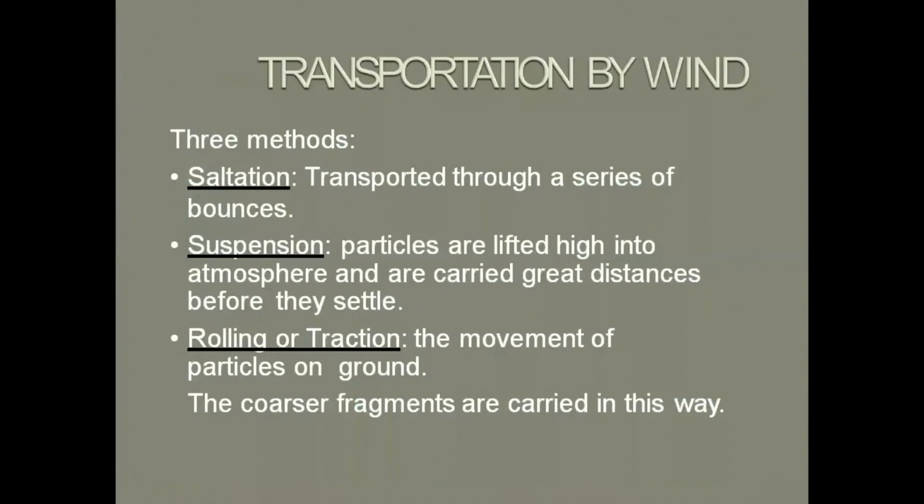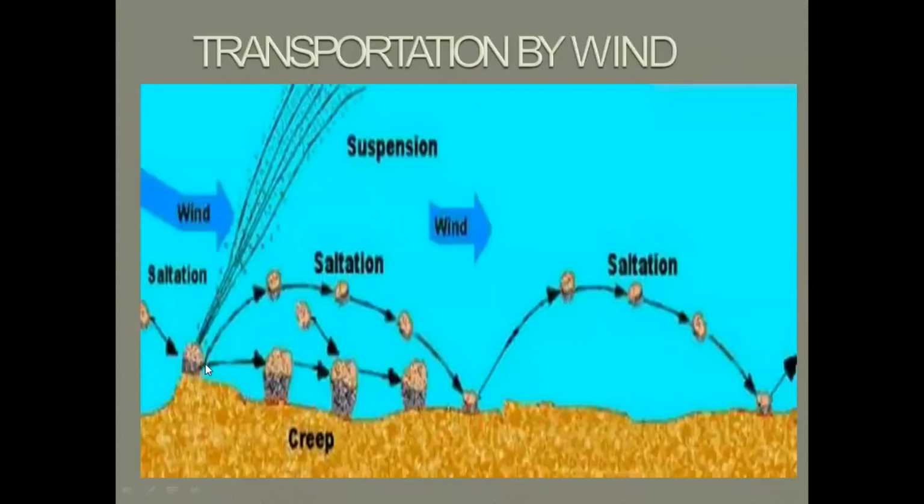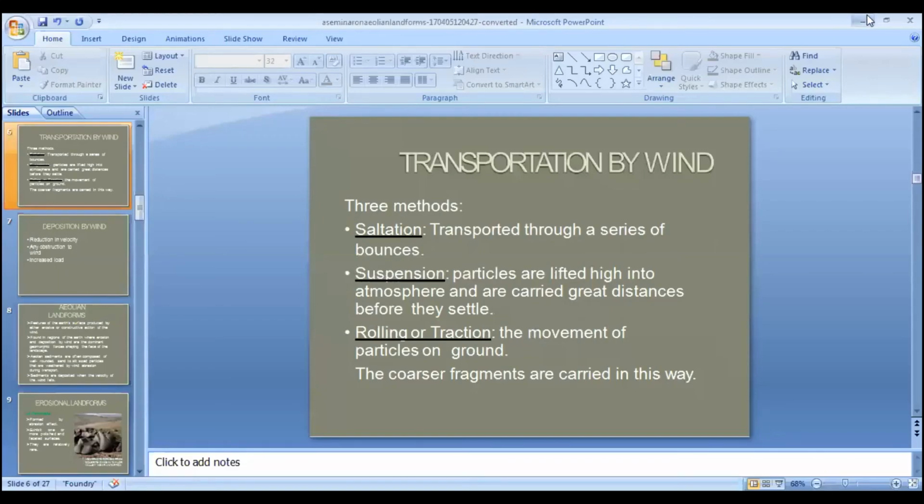And we have three methods of transportation by wind. We have saltation. Saltation is transport through a series of bounces, as we have seen. A sediment that is here moves to this place and then moves to the next place. As a result of that bouncing, we have the movement of sediments.